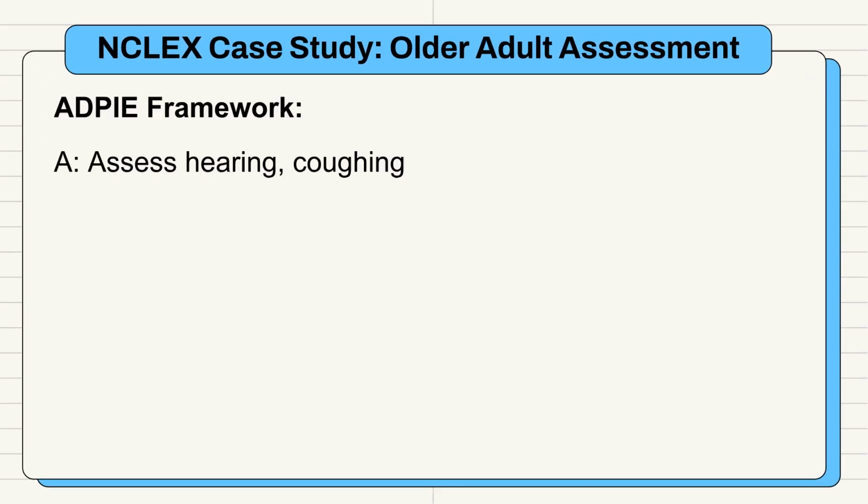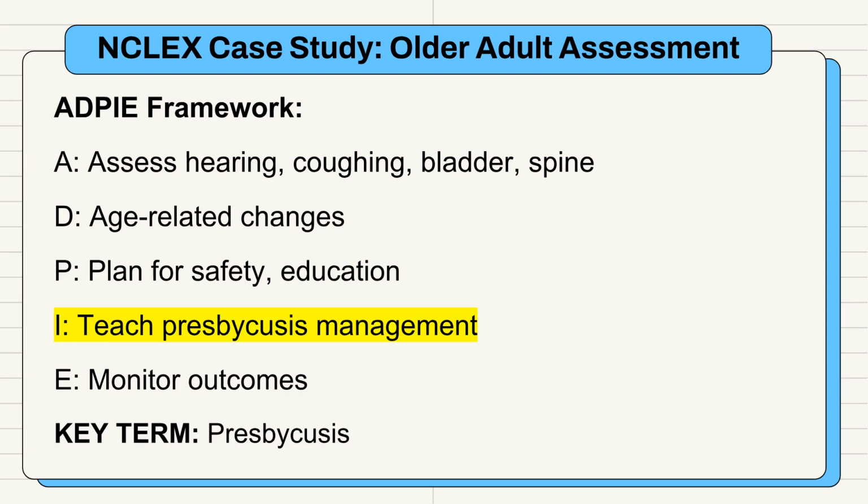Implementation, I. Now let's act. For presbycusis, we teach Mrs. Jones to face speakers and use assistive devices if needed. We educate her on deep breathing to support lung health and frequent hydration to aid bladder function. For her spine, we recommend low-impact exercises like walking. Patient teaching is key. Explain presbycusis simply. It's age-related hearing loss, not a disease, and manageable with strategies.